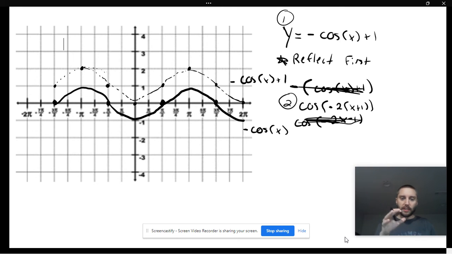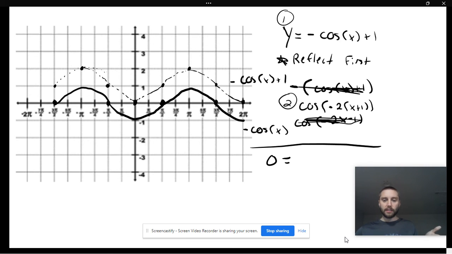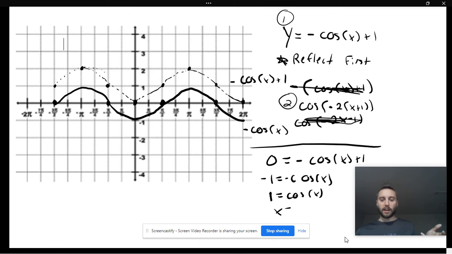Now, I made those numbers nice and pretty so that we know what these x-intercepts are already. But remember, if the numbers weren't as nice, we could always set the original equation equal to 0, subtract 1, and divide by negative 1. So I get 1 equals cosine of x. Take the inverse cosine, and that's 0, 2 pi, 4 pi, and so on and so forth. And if you look, that's exactly where they hit, right? 0, 2 pi, and this next one down here would have been negative 2 pi. So we could have gotten all those values that way as well.